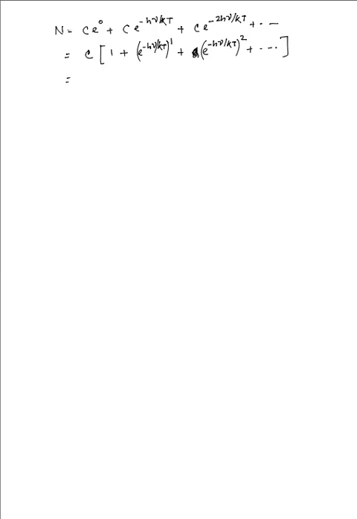So in case of a series like this where you have 1 plus a plus a squared and the sum goes on, in this kind of a geometric series, the total sum results in 1 divided by 1 minus a, where a is obviously less than 1. So in this case what we get is C divided by 1 minus e to the power minus h nu divided by kT. That's all.